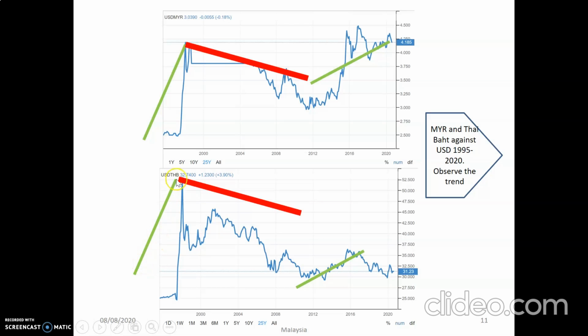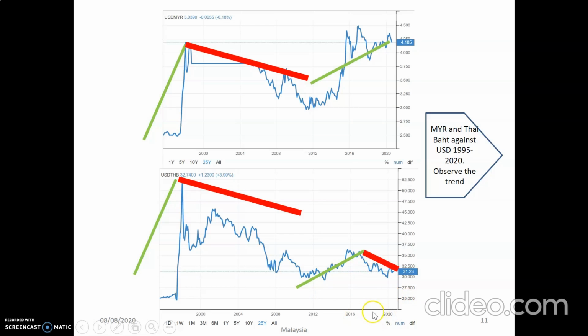It is increasing here. The first 1995 until 1997 also. So increasing. Then around 1997 to the year 2012, both of these countries' currencies are decreasing. But then both of them went up again, with one difference here.